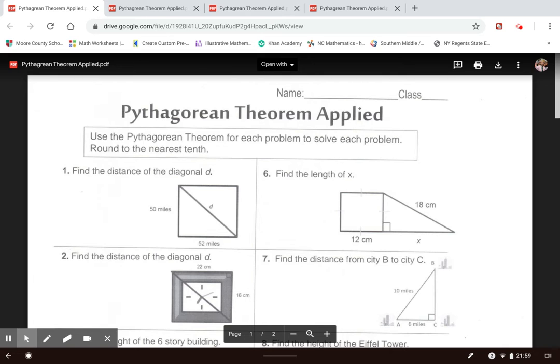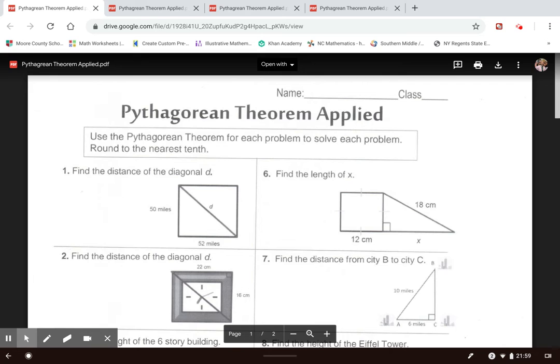But by way of review, I'm going to work problems 1, 2, 6, and 7. That way you can get a good review of how to look at these particular pictures and shapes and identify if you're trying to solve for a leg or a hypotenuse. Okay, so let's go ahead and get started with number 1.